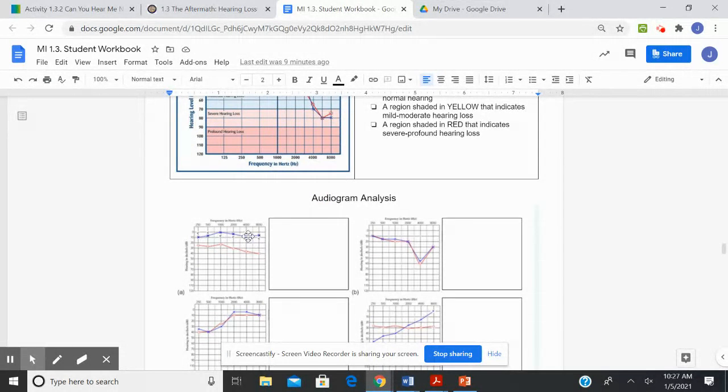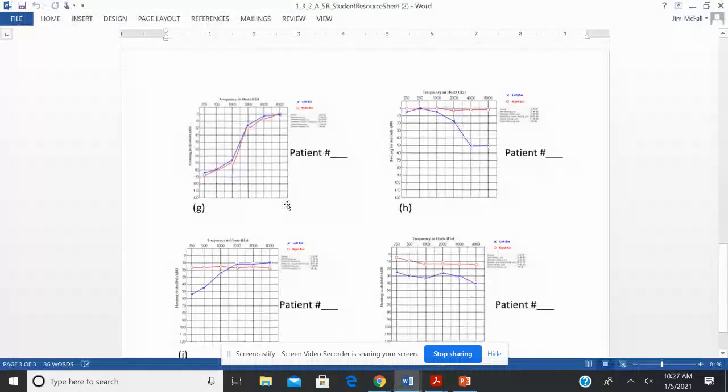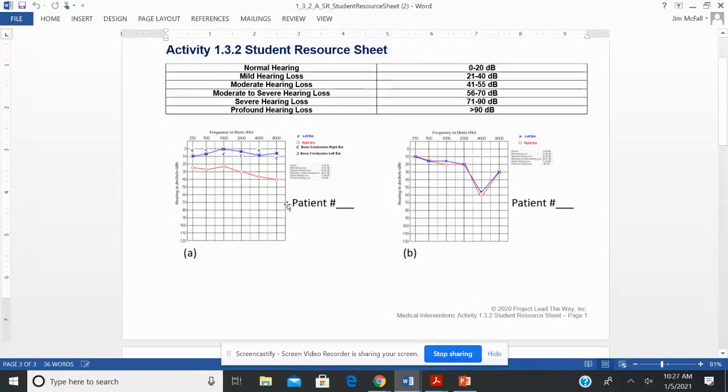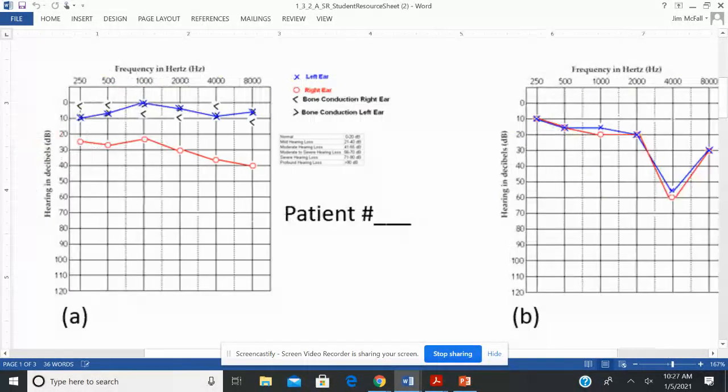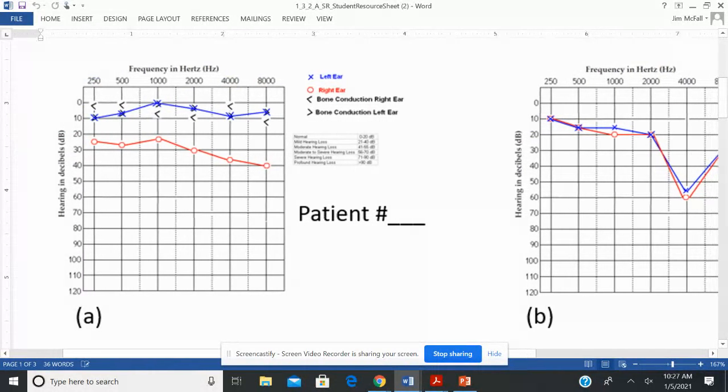Anytime you see these little conductive marks, these are for conductive hearing loss. These will only show up if there's conductive hearing loss. In this case, see the little marks match on the blue, so it's the same. They don't match on the red. So anytime you see these little marks, that would indicate conductive hearing loss. So you would say that this person has normal hearing in their left ear, and mild conductive hearing loss in their right ear, and really at all frequencies it's the same.